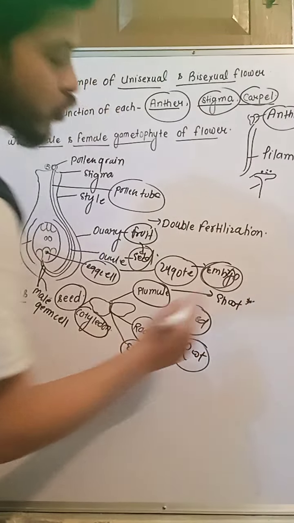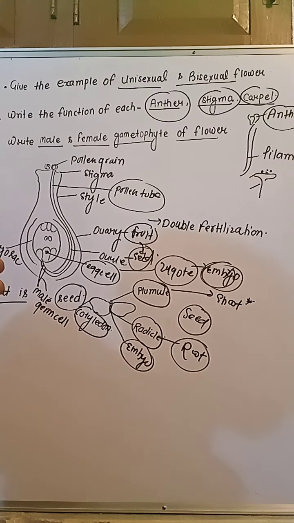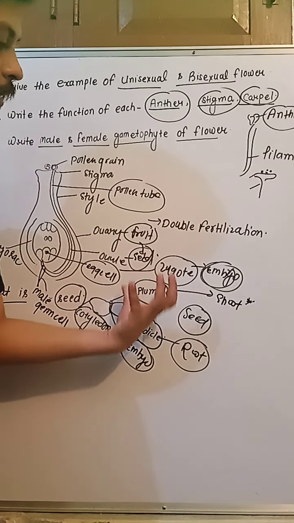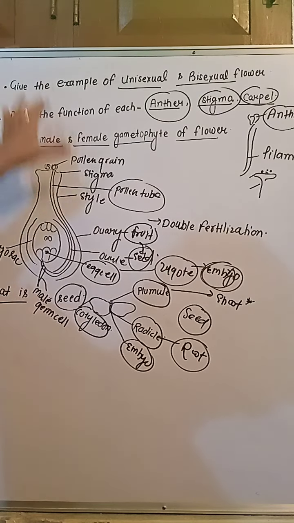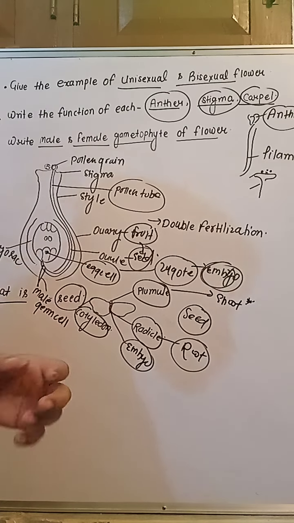Very important. If there is a question, what is the function of radicle and plumule? So you have to write: radicle develops into the root and plumule develops into the shoot. Very important. So go through these questions. This may be helpful for your exam. Okay.